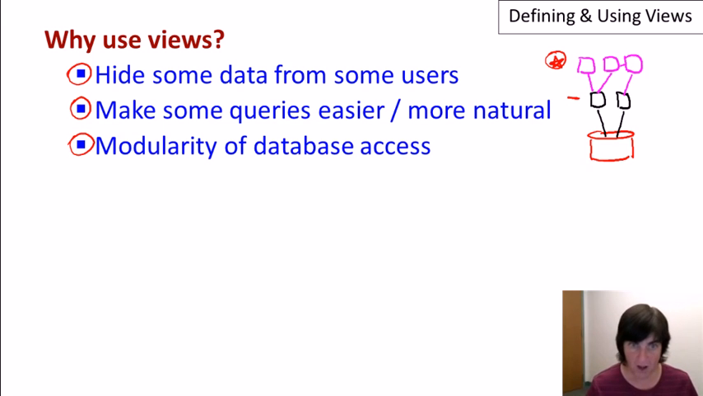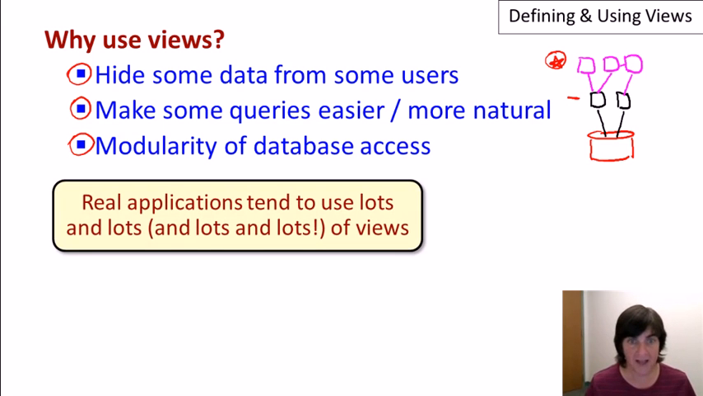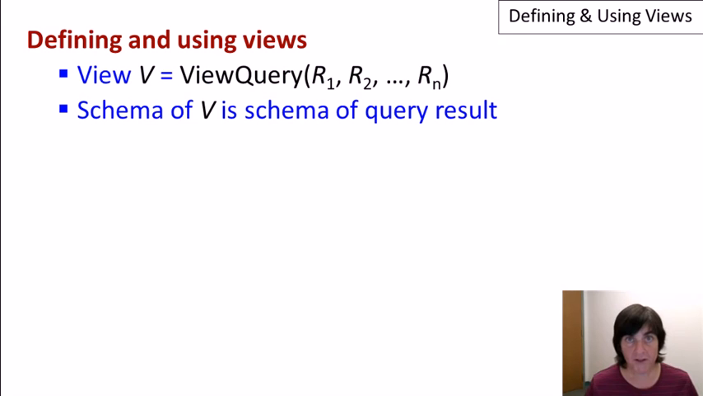precisely to relations. One thing I should mention is that real applications do tend to use lots and lots of views. So the bigger the application is, the more need there might be for modularity, for ease of certain queries, or for hiding data. And views are the mechanism to achieve those goals. So let's talk about how views are defined and used. It's actually a pretty simple concept.